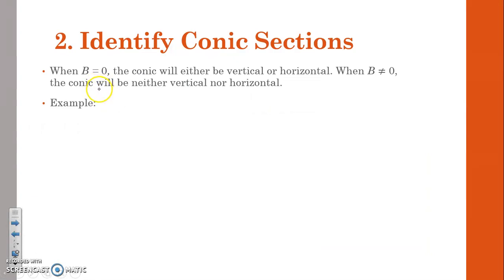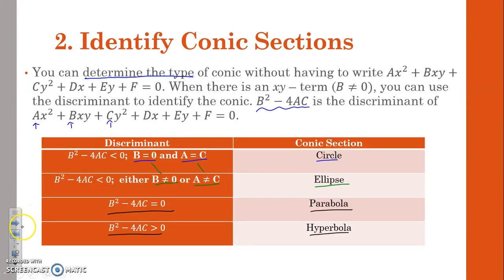When b is equal to 0, my conic is either going to be perfectly vertical or perfectly horizontal. When b is not 0, and remember, b is the coefficient of xy.